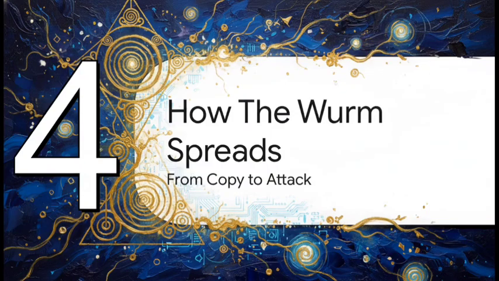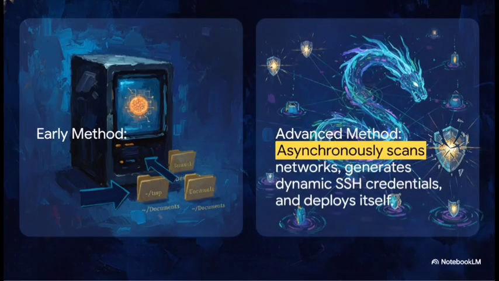But how does it grow? How does it spread? Well, the evolution of how it spreads tells a fascinating story all on its own. Early on, it was incredibly simple. The function was just called local replicate, and all it did was copy itself into a few common folders on the same computer. But then you compare that to the later versions, and wow, suddenly we're looking at a secure deployment agent that is so much more sophisticated. It actively hunts for new hosts on a network and uses these really clever, dynamic ways to infect them.